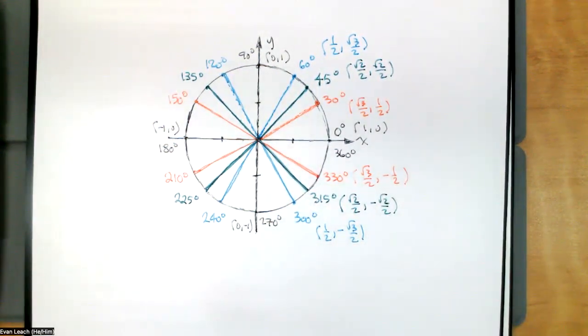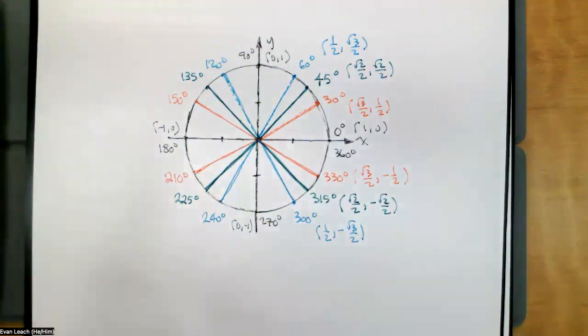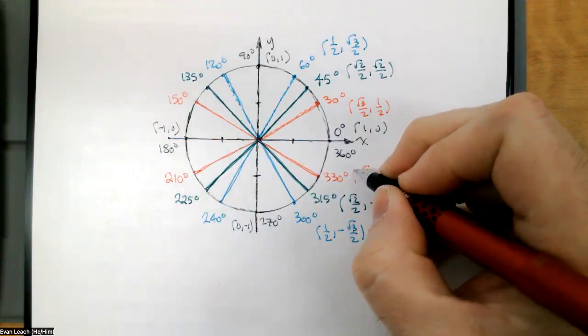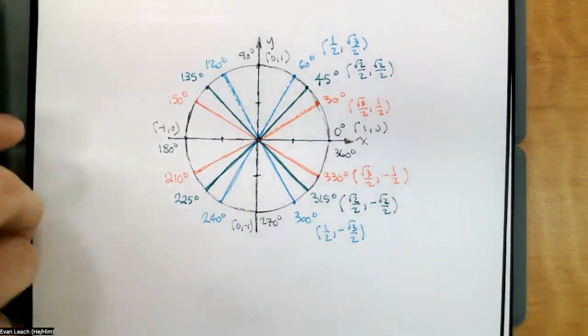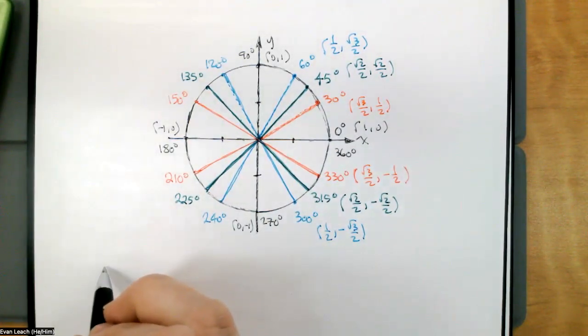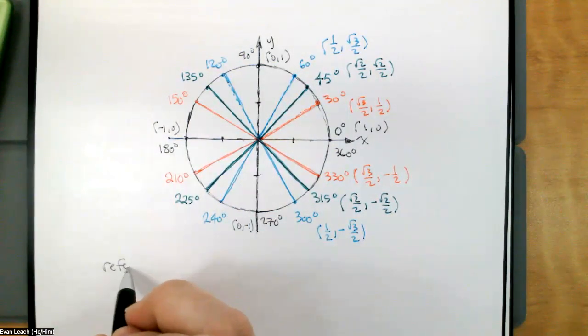Notice that the values √3/2 and 1/2 are the same, but the signs are different. The absolute values are the same because they're the same reference angle, but the quadrant is different, and that changes the signs. The reference angle gives us the values. Quadrant gives us the signs.